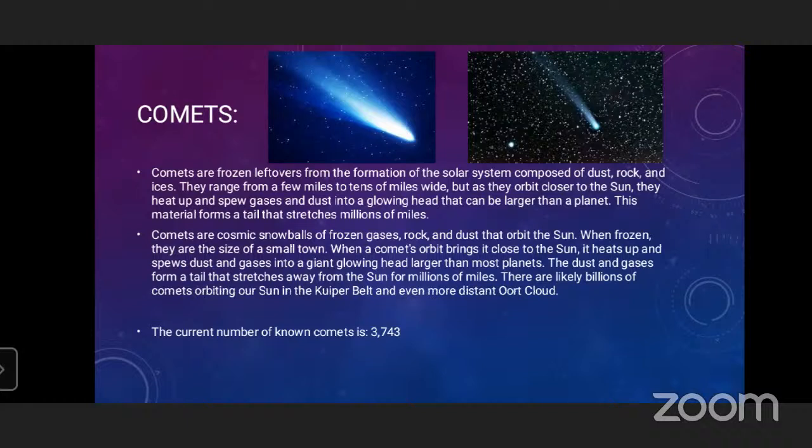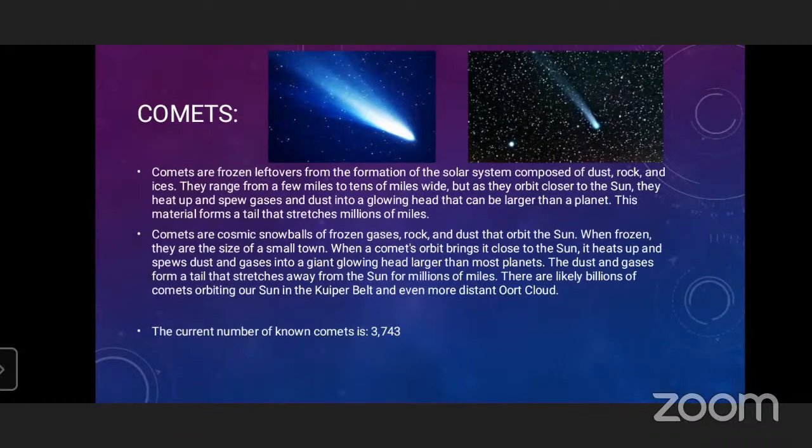Comets are cosmic snowballs of frozen gases, rocks, and dust that orbit the sun. There are likely billions of comets orbiting our sun in the Kuiper belt and the even more distant Oort cloud. The currently known number of comets is 3,743.